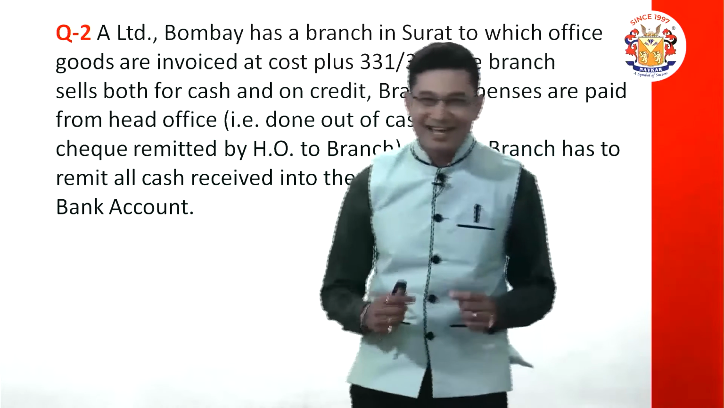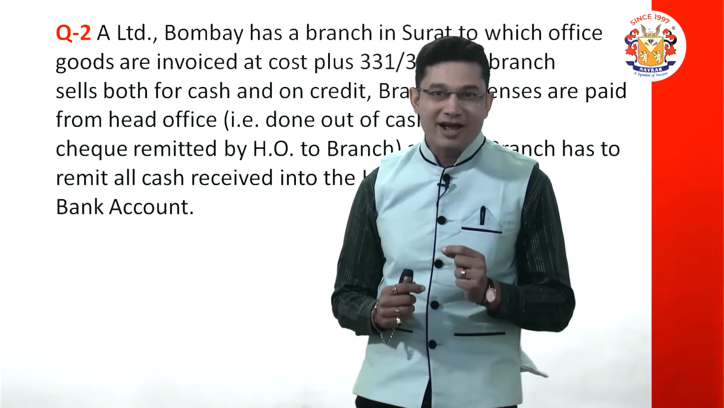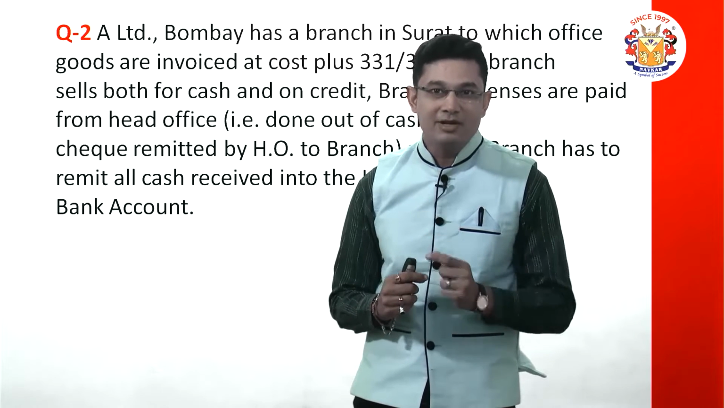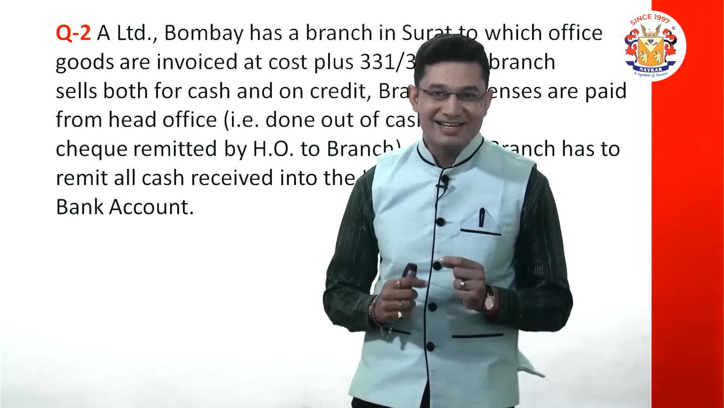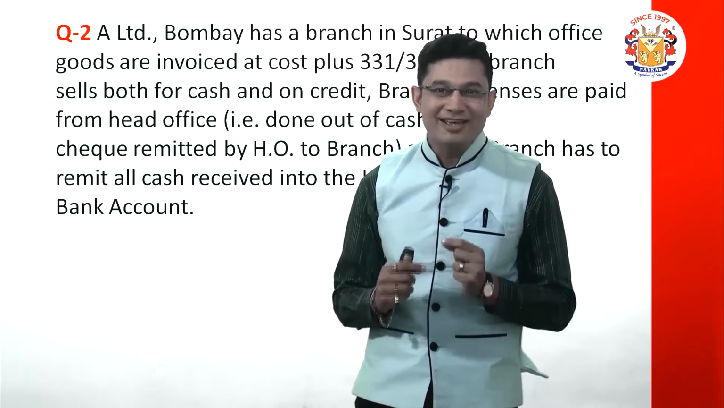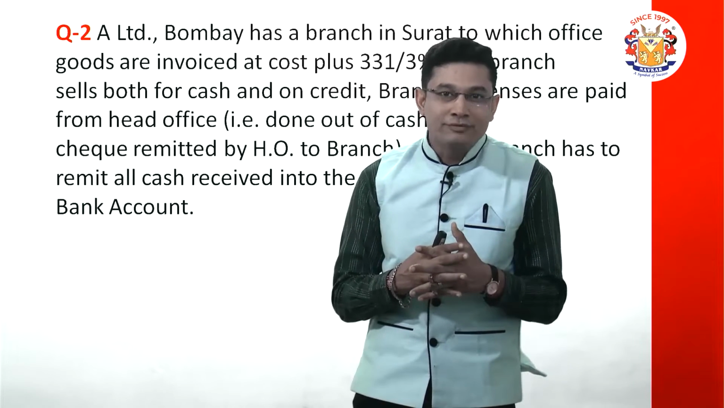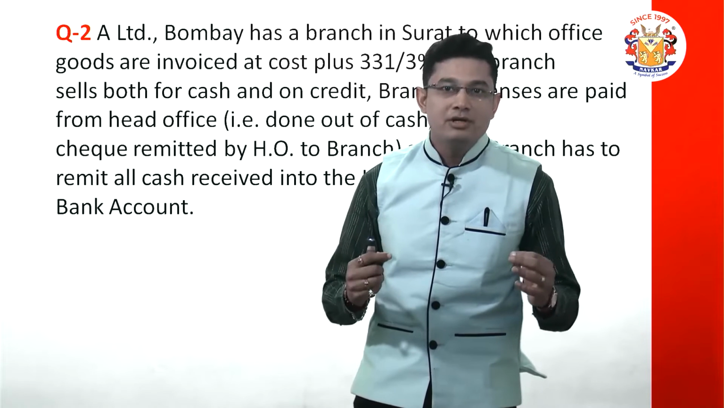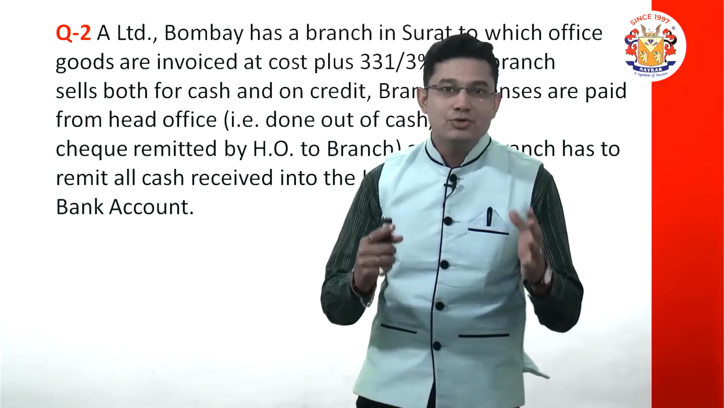I can say that if in this question the amount regarding cash sales and collection from debtors is available, then the amount of cash sales plus the amount of collection from debtors, the aggregate of both, will be known as cash remittance by branch to HO.